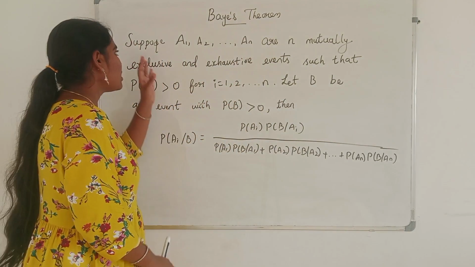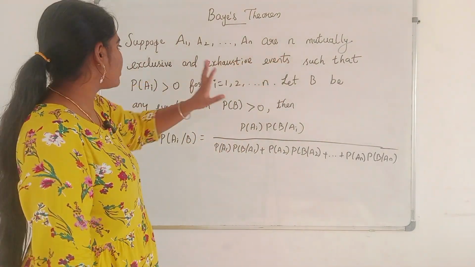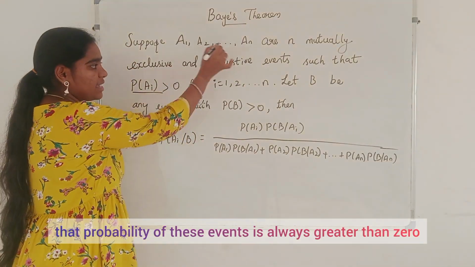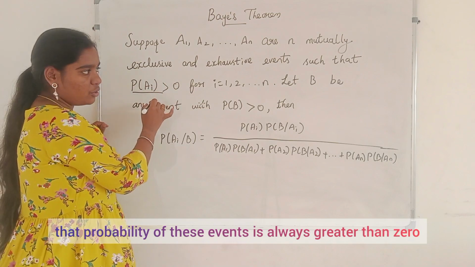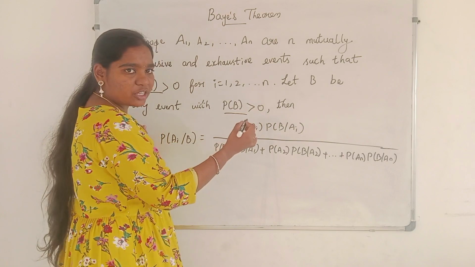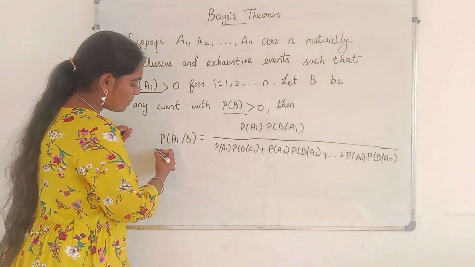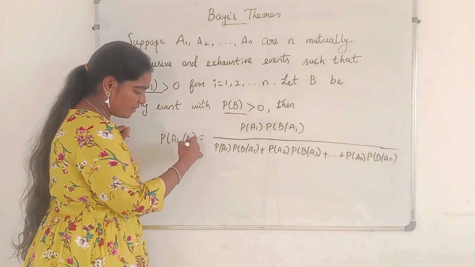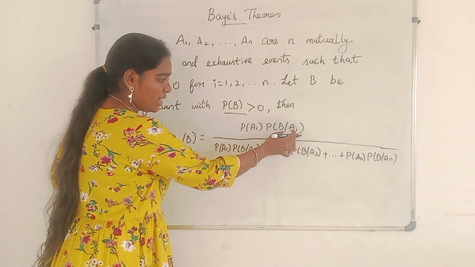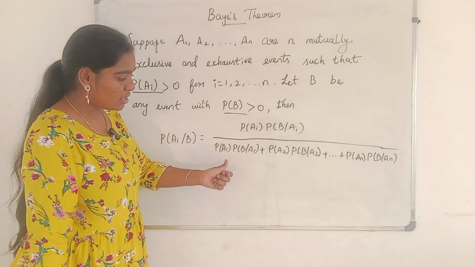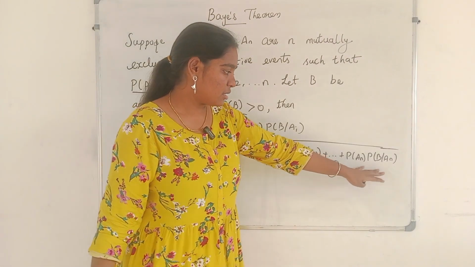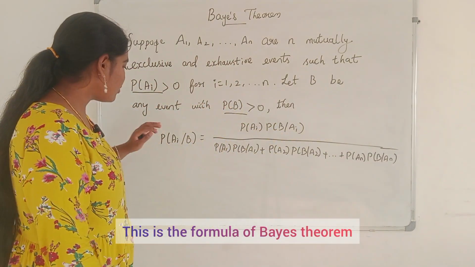So, Bayes' theorem. Suppose A1, A2, ..., An are n mutually exclusive and exhaustive events such that the probability of these events is always greater than 0, and let B be any event with probability of B also greater than 0. Then P of Ai given B equals P of Ai into P of B by Ai, divided by P of A1 into P of B by A1, till An. Okay, this is the formula of Bayes' theorem.